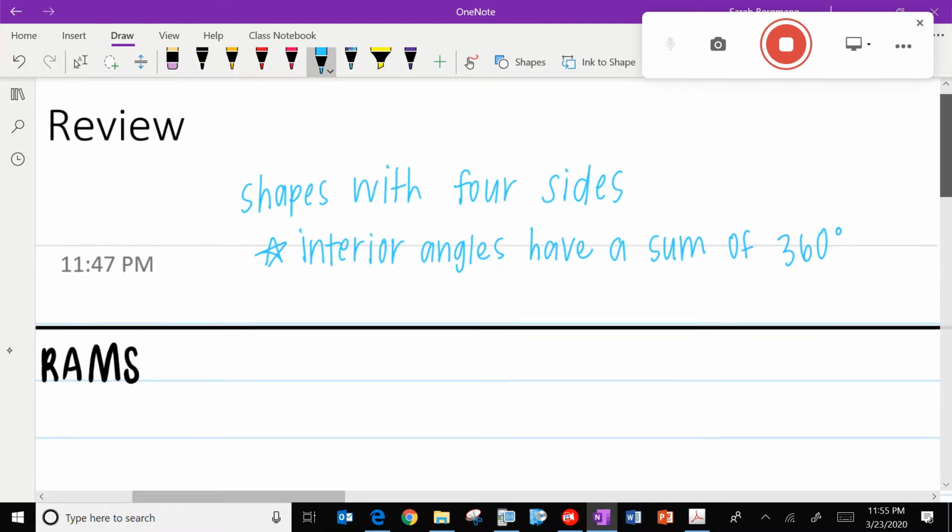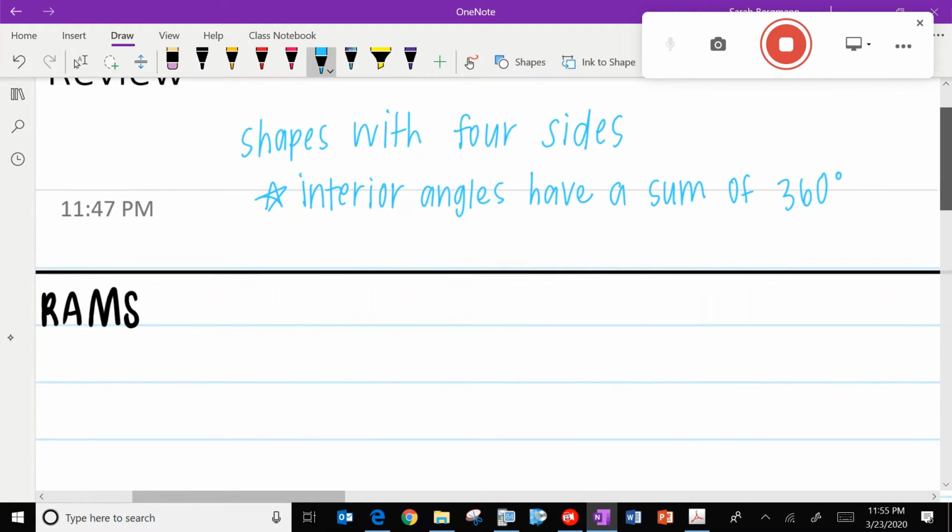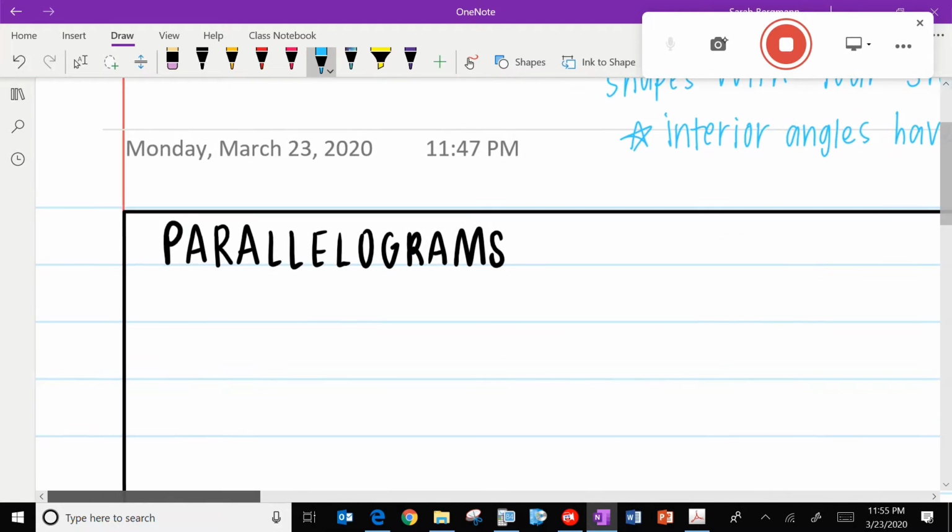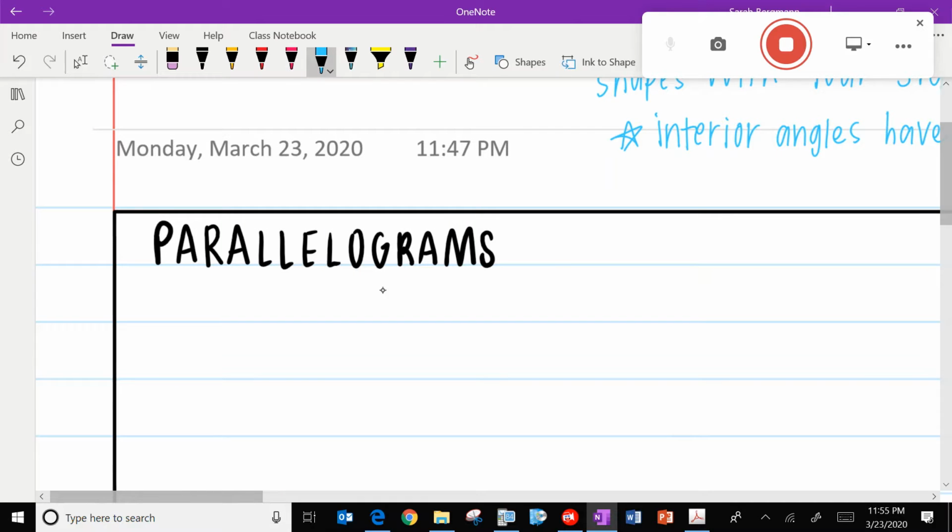Okay, the first special type of quadrilateral that we talked about are called parallelograms. Parallelograms are shapes that look like this. Here's what's special about them. They are quadrilaterals with opposite sides parallel.